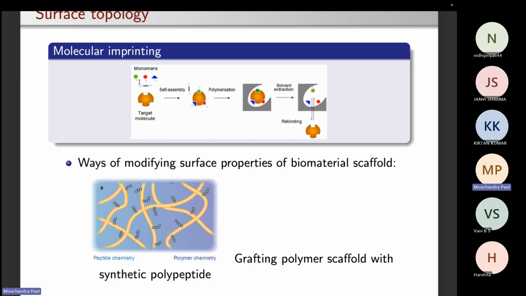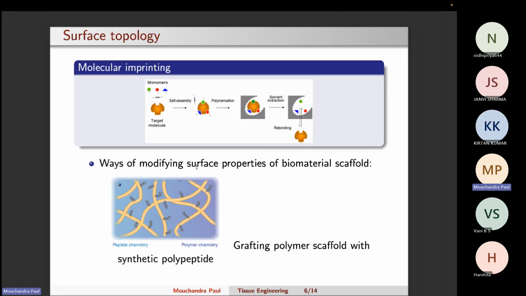So whenever laminin is present in your solution, only that will go and bind to your polymer surface. Okay. This is called molecular imprinting. I hope it's clear to you guys. So here you are indirectly going to modulate the cellular fate process through controlling what kind of proteins are getting adsorbed on the surface.